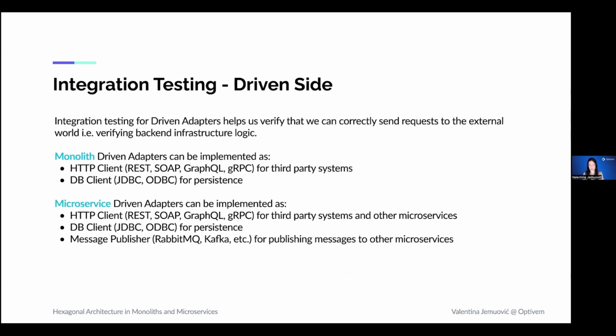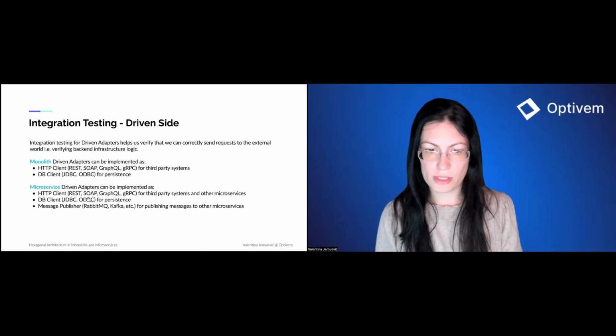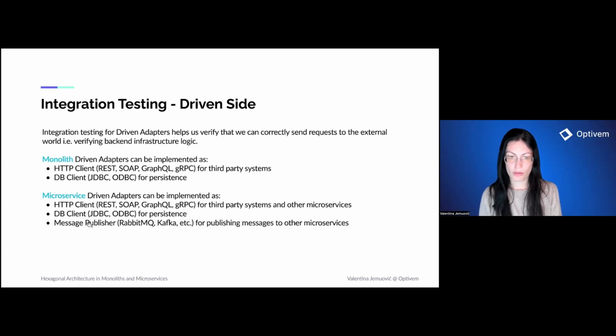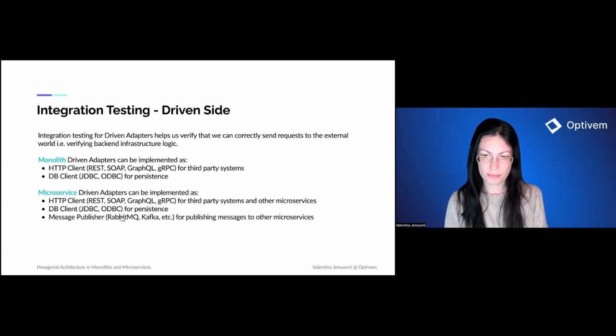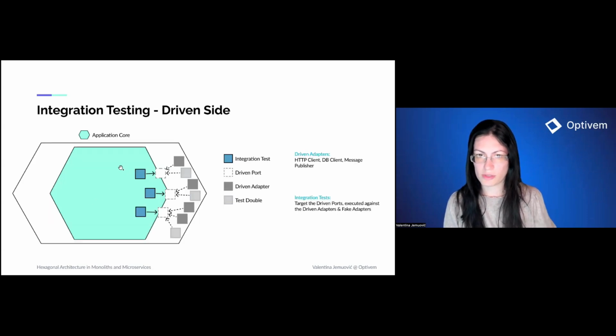Let's look now at the right-hand side, integration testing for the driven side. So on the driven side, we could have driven adapters. For example, we could use HTTP clients to communicate with other third-party systems or other microservices. We could have database clients or ORMs for persistence. And we could also communicate with some message publisher for publishing messages to other microservices. Again, all of these could have possibilities for bugs in integration.